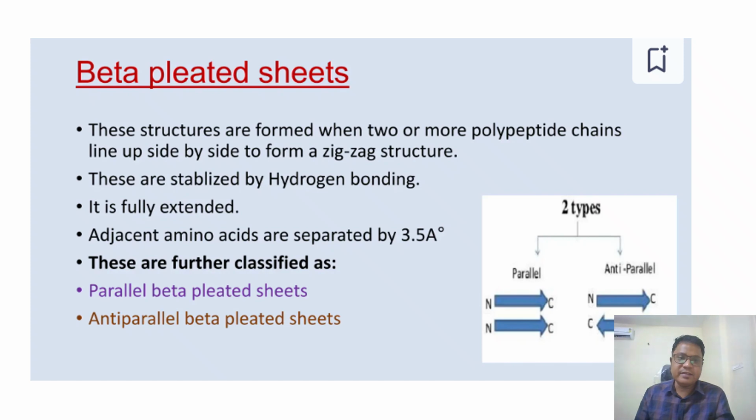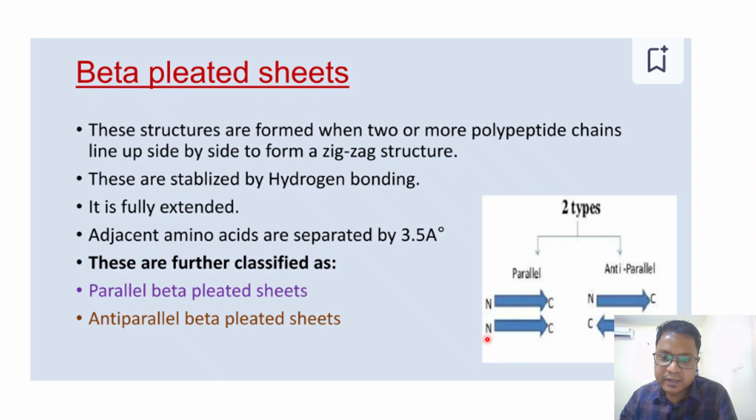What is a beta pleated sheet? This structure is formed when two or more polypeptide chains line up side by side to form a zigzag structure. These are stabilized by hydrogen bonding. It is fully extended. Adjacent amino acids are separated by 3.5 angstrom. These are further classified as parallel beta pleated sheets and anti-parallel beta pleated sheets.